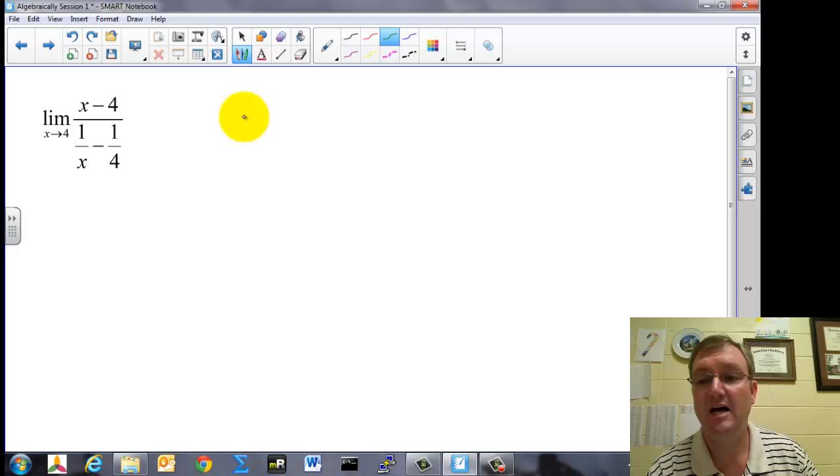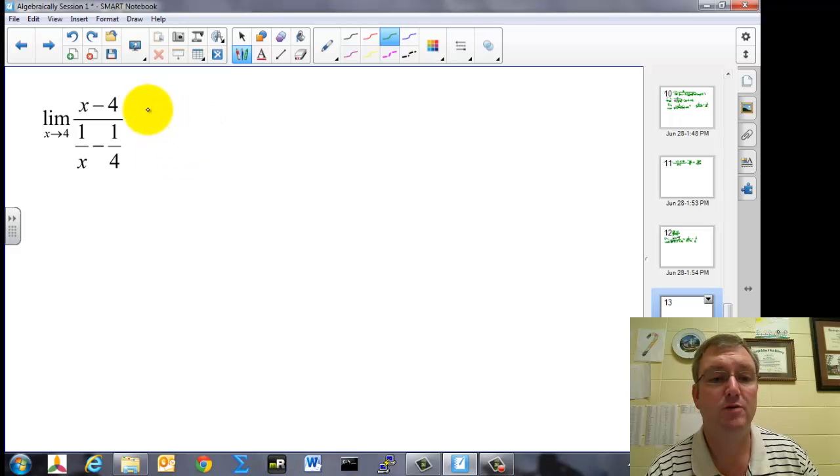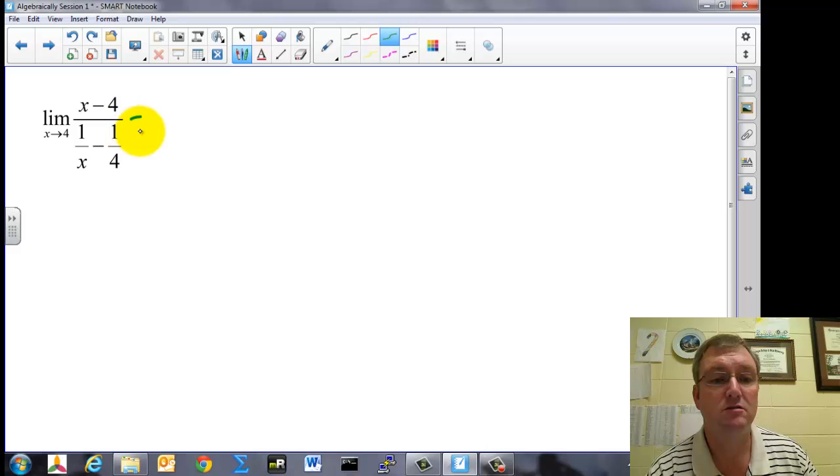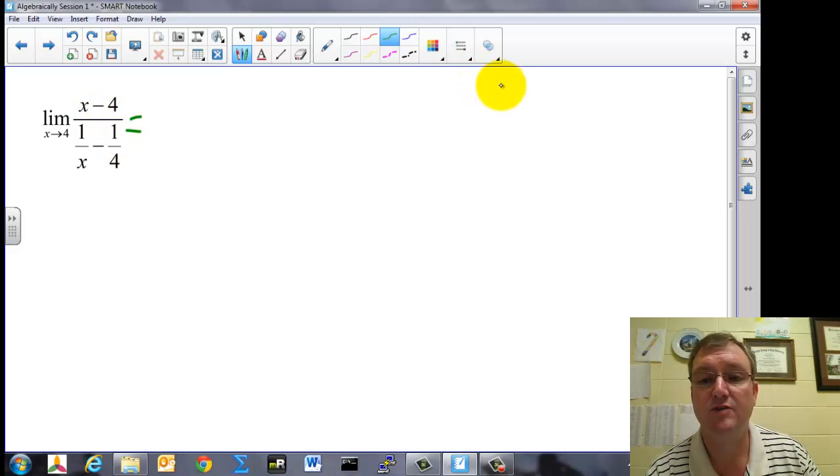And one final problem to look at here, next to final problem to look at here. What do we do with a situation like this? Again, if we plug in, we get 0 over 0. This is called complex fractions. So how do we evaluate when we've got complex fractions? We've got fractions over fractions.